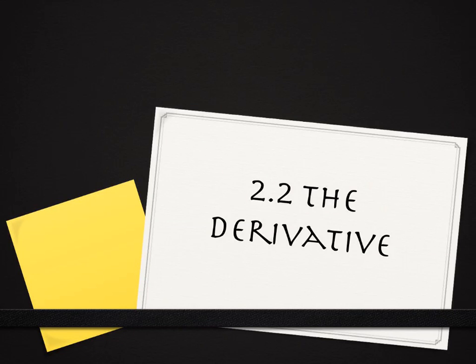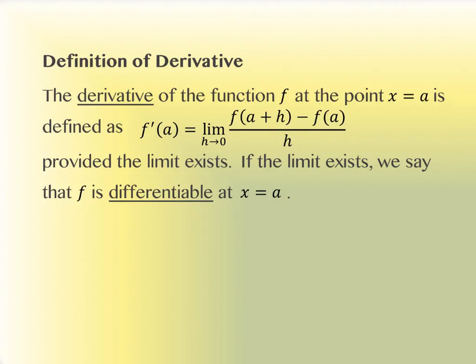Today we're going to take a look at section 2.2, which is titled The Derivative. And we saw this last time, but we didn't call it this. So this is the definition of derivative.